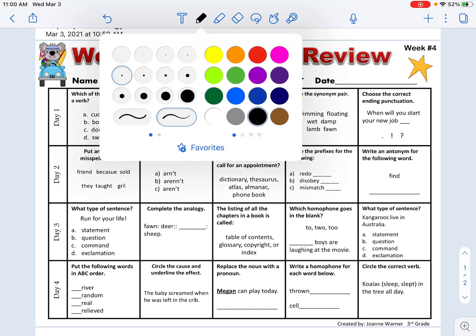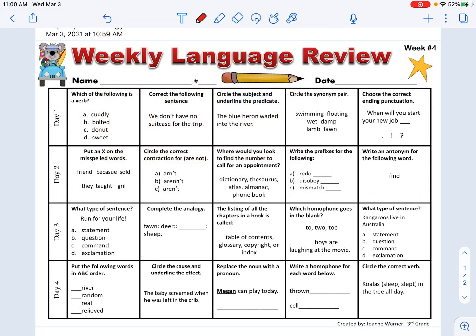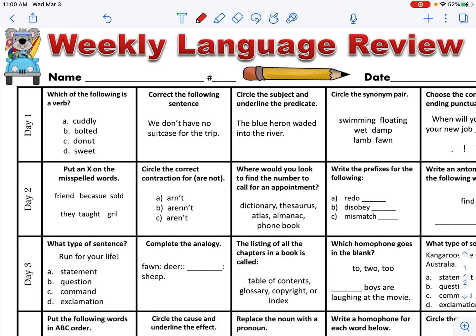Hi, third grade. We are correcting our weekly language review number 4. You should have yours pulled up using split screen right next to this video, and you will be correcting in red pen just like I am.